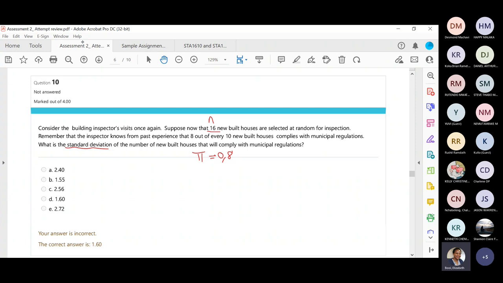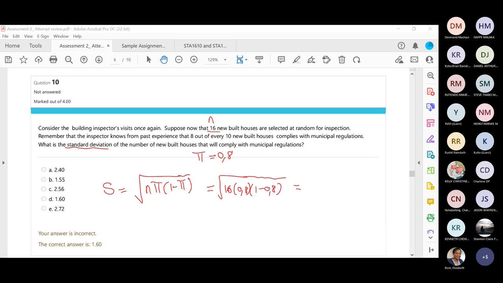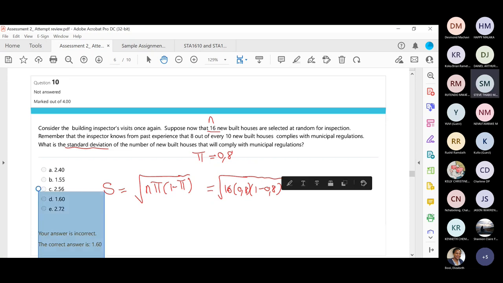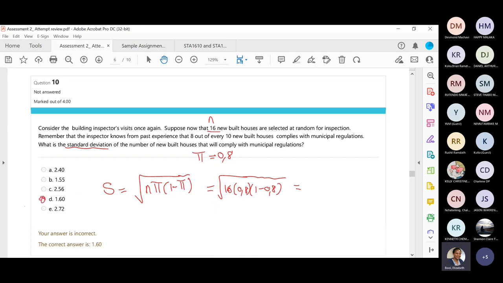To calculate the standard deviation, which is S, it is the square root of n times pi times 1 minus pi. So you just need to calculate the square root of 16 times 0.8 times 1 minus 0.8. That is 1.6, which is option D.